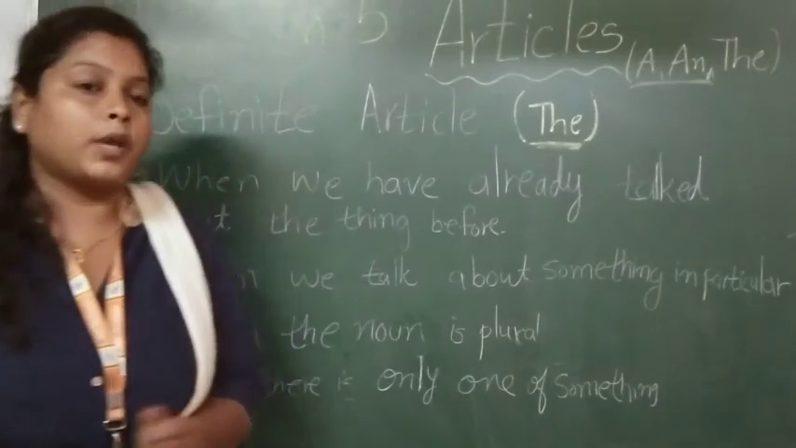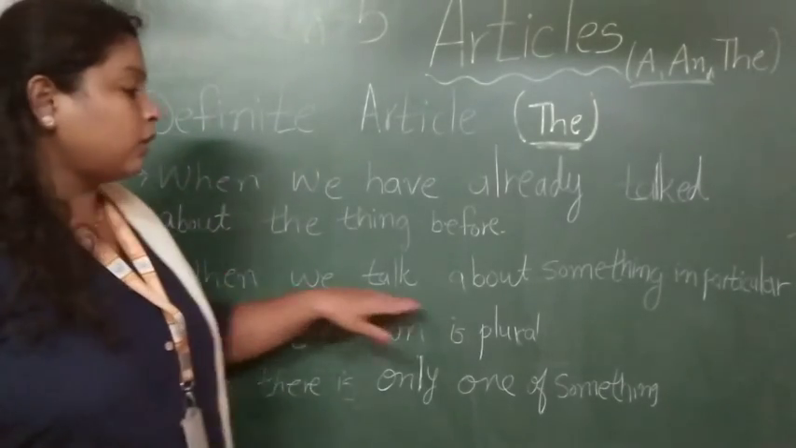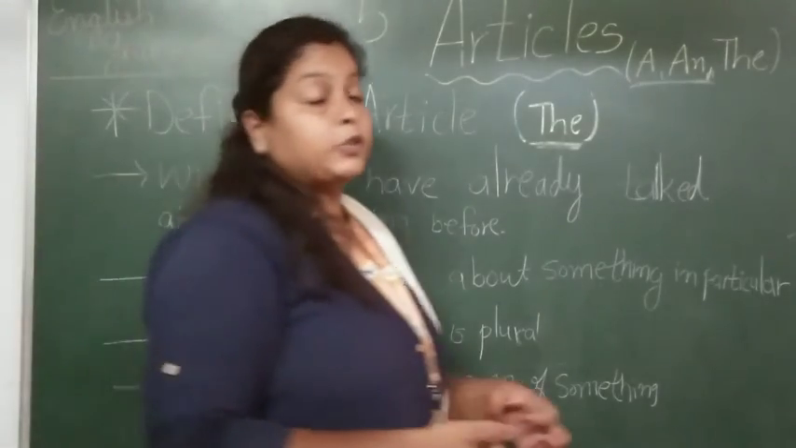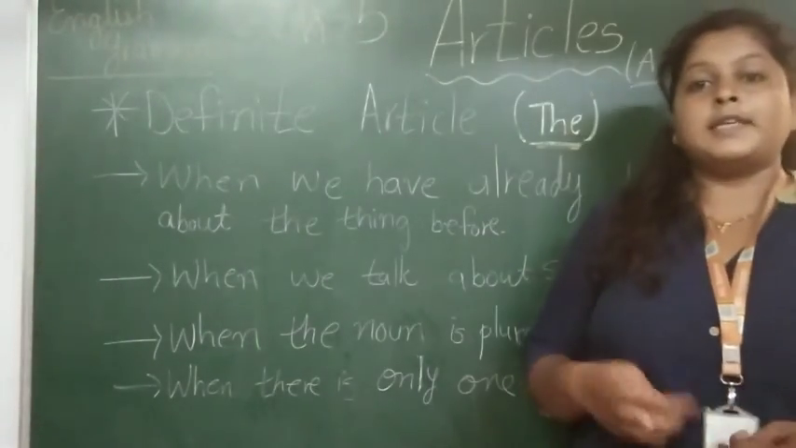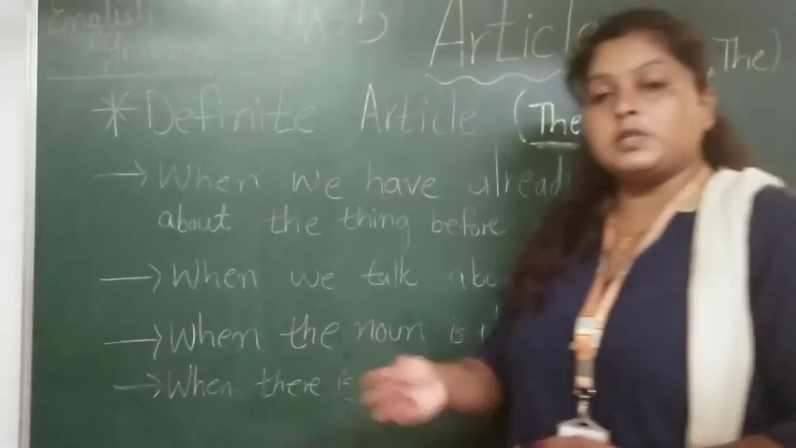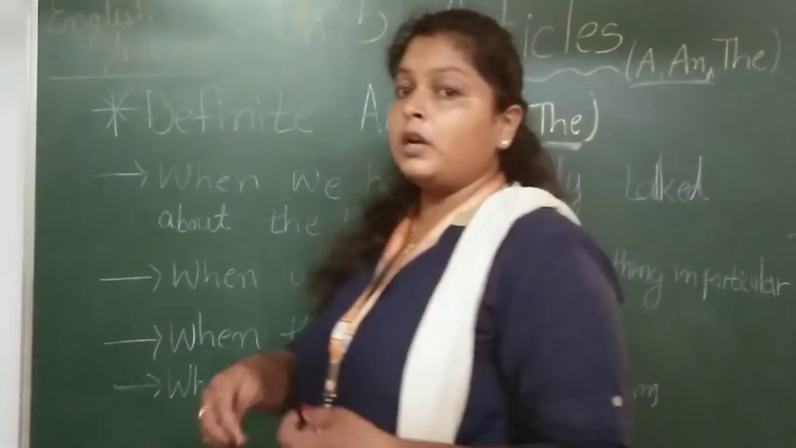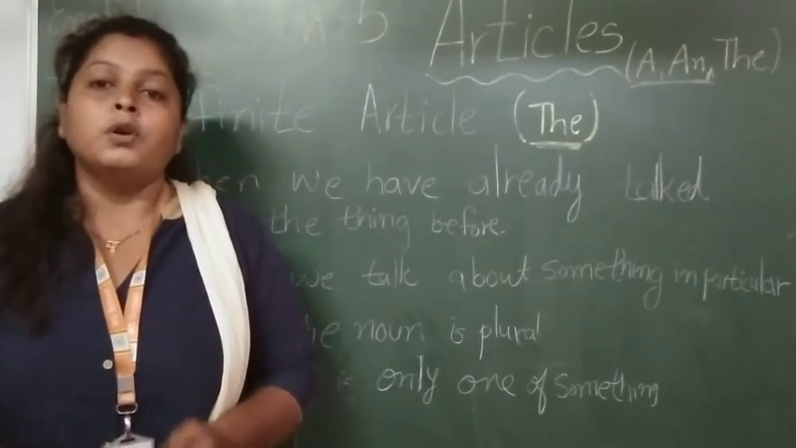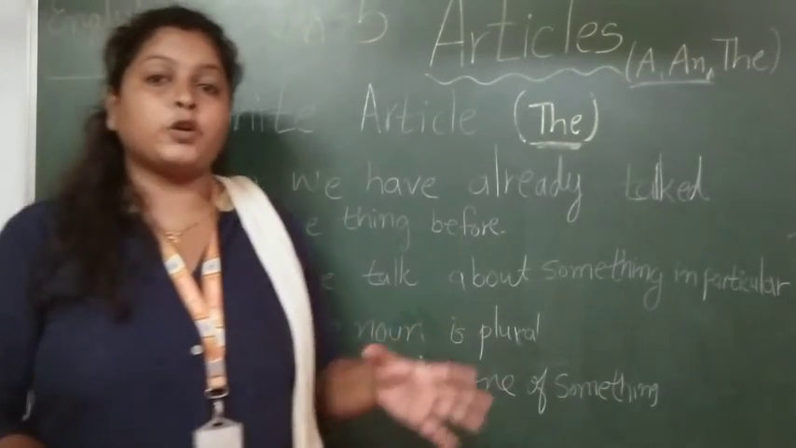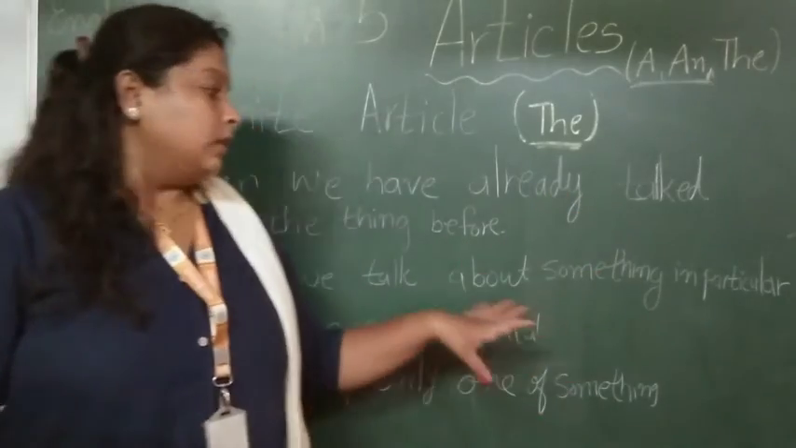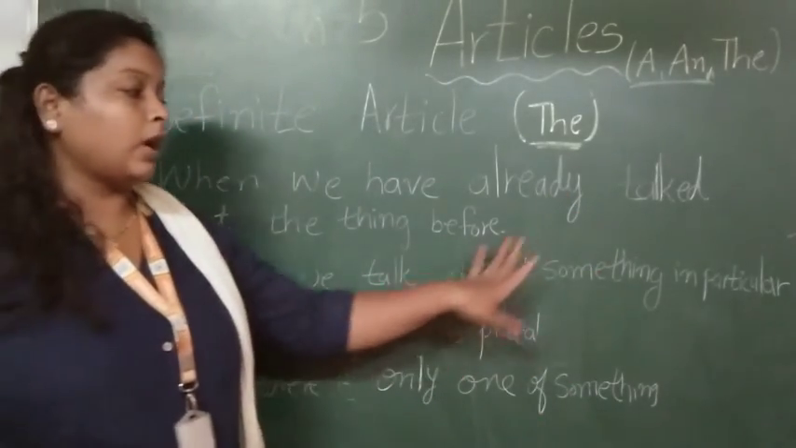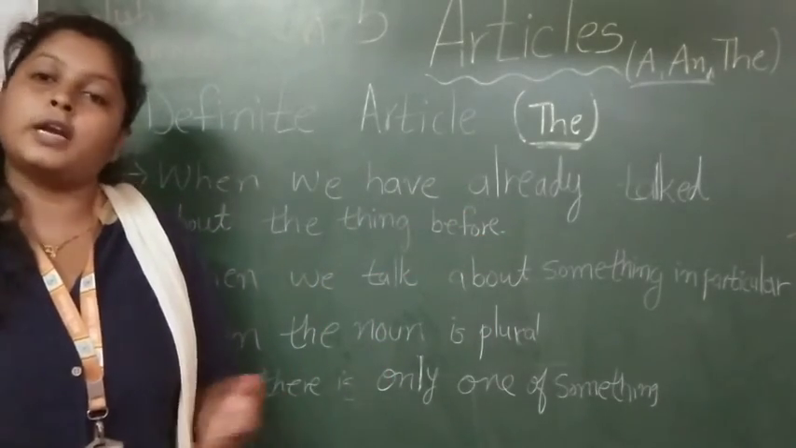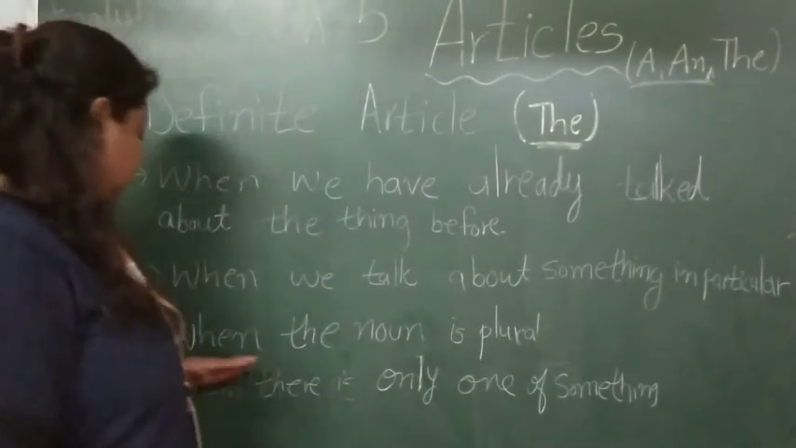Okay. When we talk about something in particular, अगर मैं कोई एक चीज के बारे में particular बता रही हूँ, for example, the principal is busy. So principal क्या हो गया कि जब मैं किसी के बारे में सुना रही हूँ, for that the principal, I am talking about the particular person. That means we are talking about the particular. So the principal, the teacher, the doctor, that type we can say.